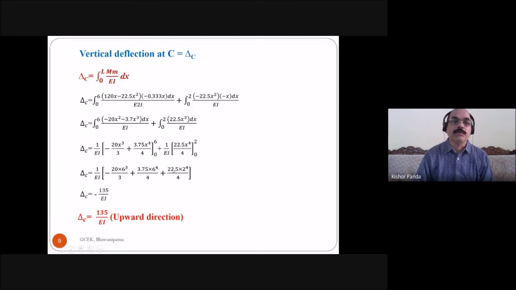Then after putting in the integration limits, finally you will get the deflection at C equal to minus 135 by EI. So here you got the deflection as a negative value. Positive means downward deflection, and for a negative value the deflection is in the upward direction. So delta C is equal to 135 by EI upward. This is the deflection at C using the unit load method.